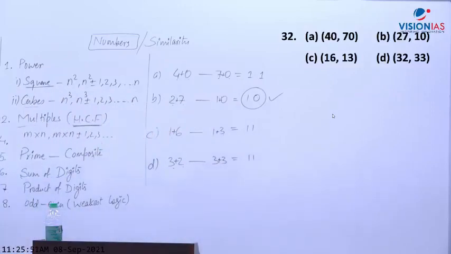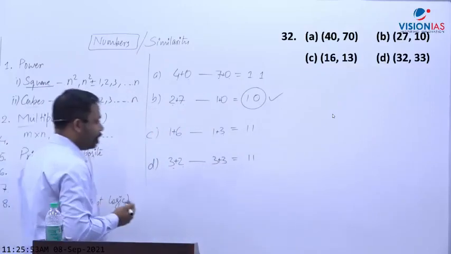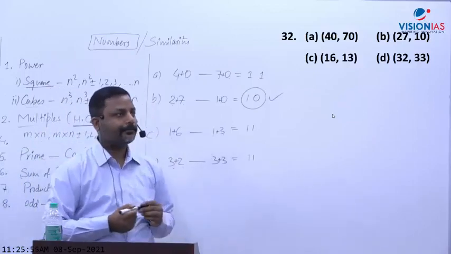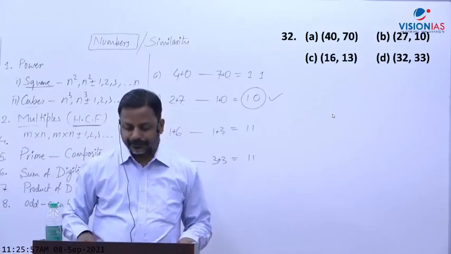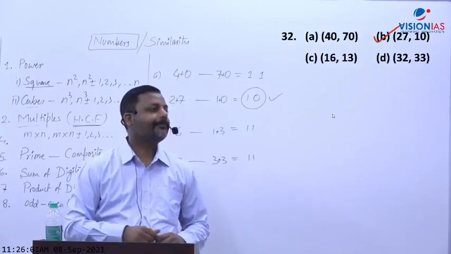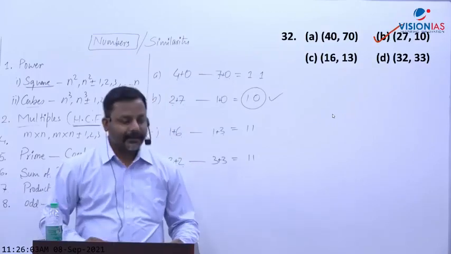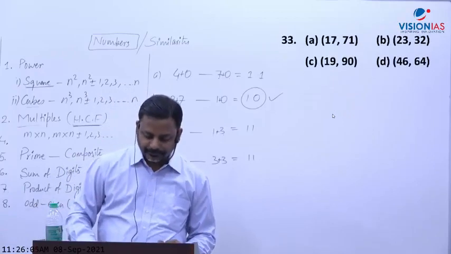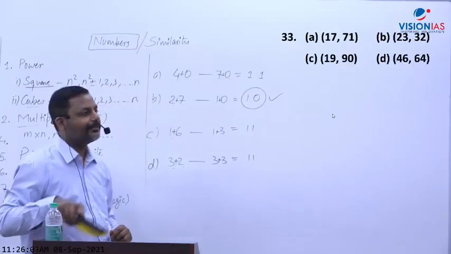And one of you has given this particular logic, which is quite correct. So very good. The correct answer is 27 and 10. Come to question number 33 now.